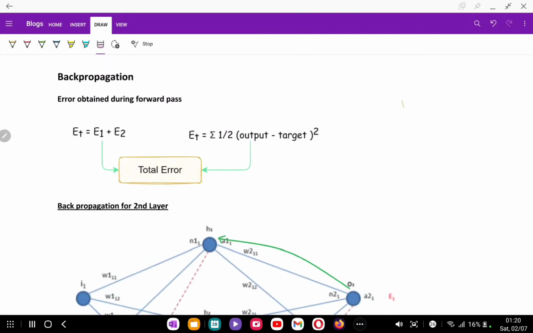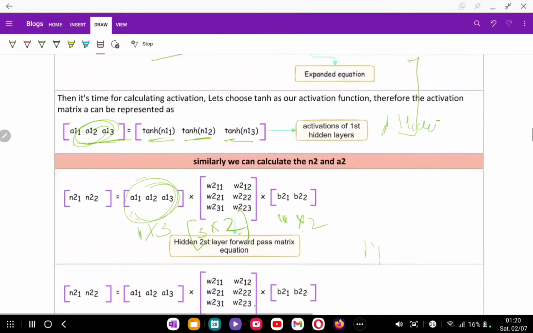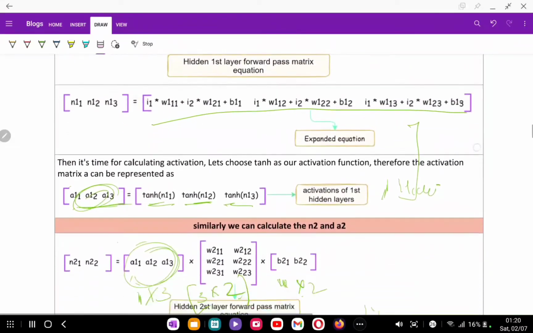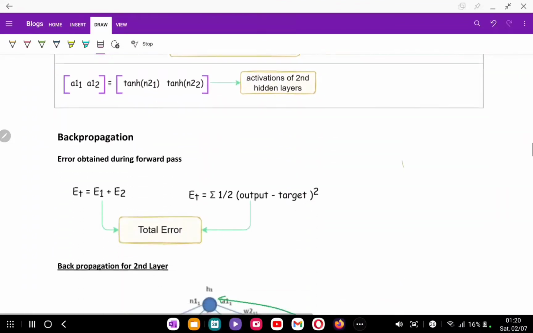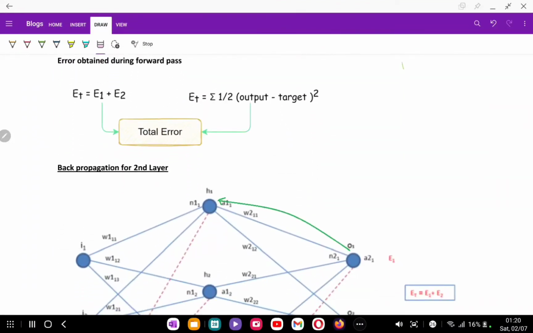Now the forward pass equations are straightforward. They are just matrix multiplication, right? So you can pretty much arrive at them. The tricky part is when we are calculating the derivative. So that's where we need to give focus.